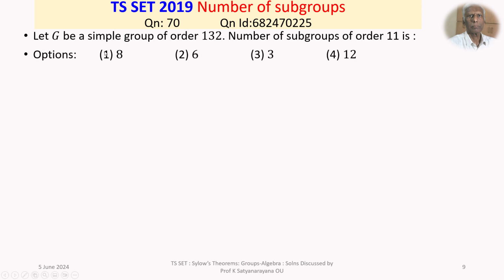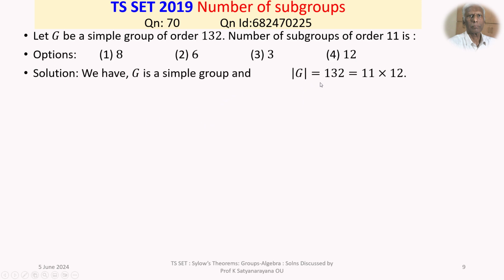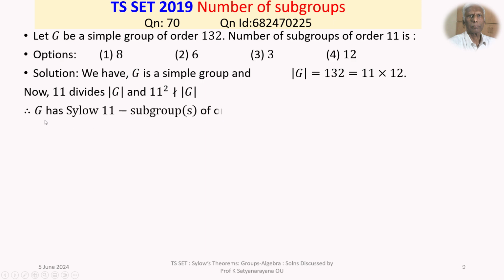Right. So we have a simple group G and the order of G is 132, and the prime factorization is 11 into 12. So we have to talk about the number of subgroups of order 11. 11 divides the order of G. 11 square does not divide the order of G. Therefore, by Sylow's first theorem, G has Sylow 11 subgroups of order 11.